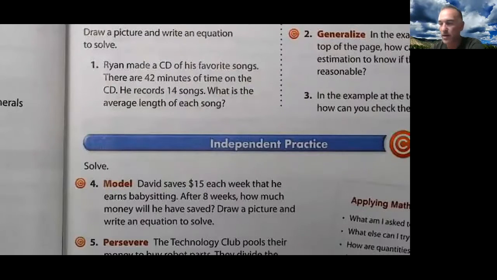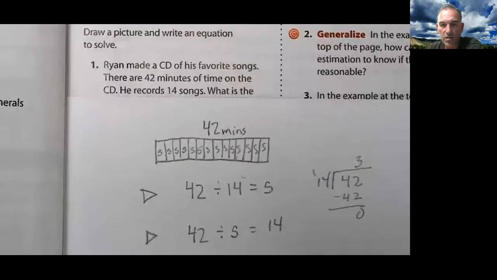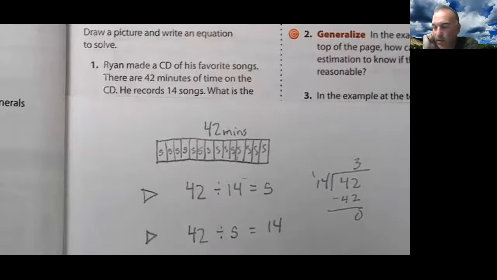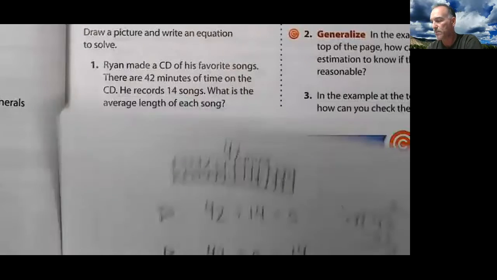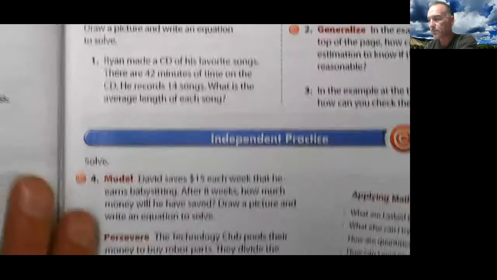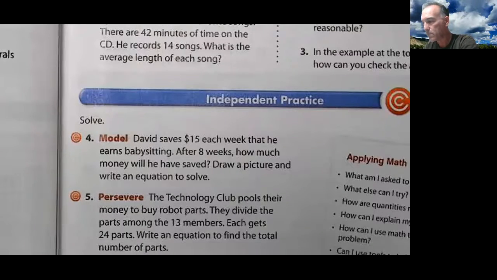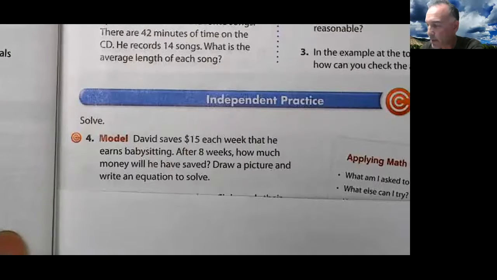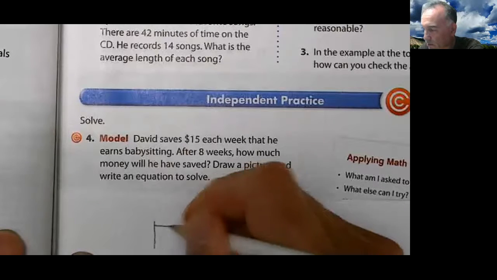I'm going to turn it back around. I don't think 14 is a lot. I don't think there's anything wrong with that. Let's move on. Let's do another one. How about this one down here? Number 4. Ready? A unit bar.